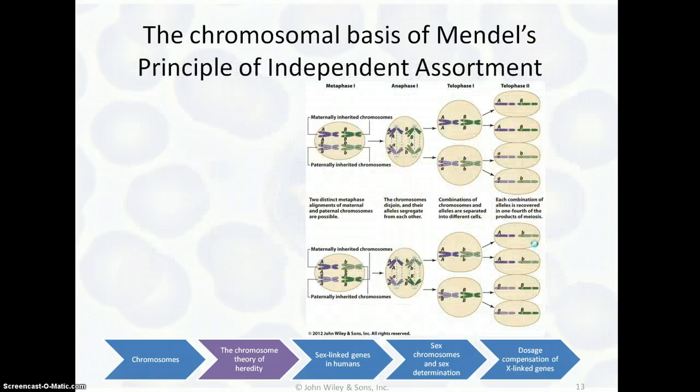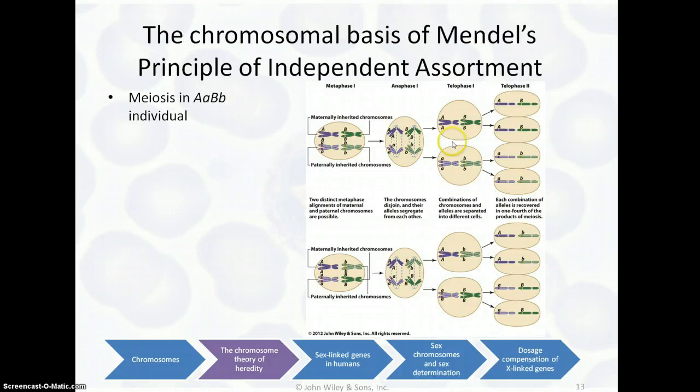Now we can also use the chromosome theory of heredity to explain Mendel's principle of independent assortment. Now again, we're going to look at two different traits. These traits are going to segregate independently. So we have an AaBb. So here's the recessive a, dominant A, dominant B, recessive b on different chromosomes, keeping in mind these are the maternally inherited chromosomes, these are the paternally inherited ones, and they have already gone through DNA replication.